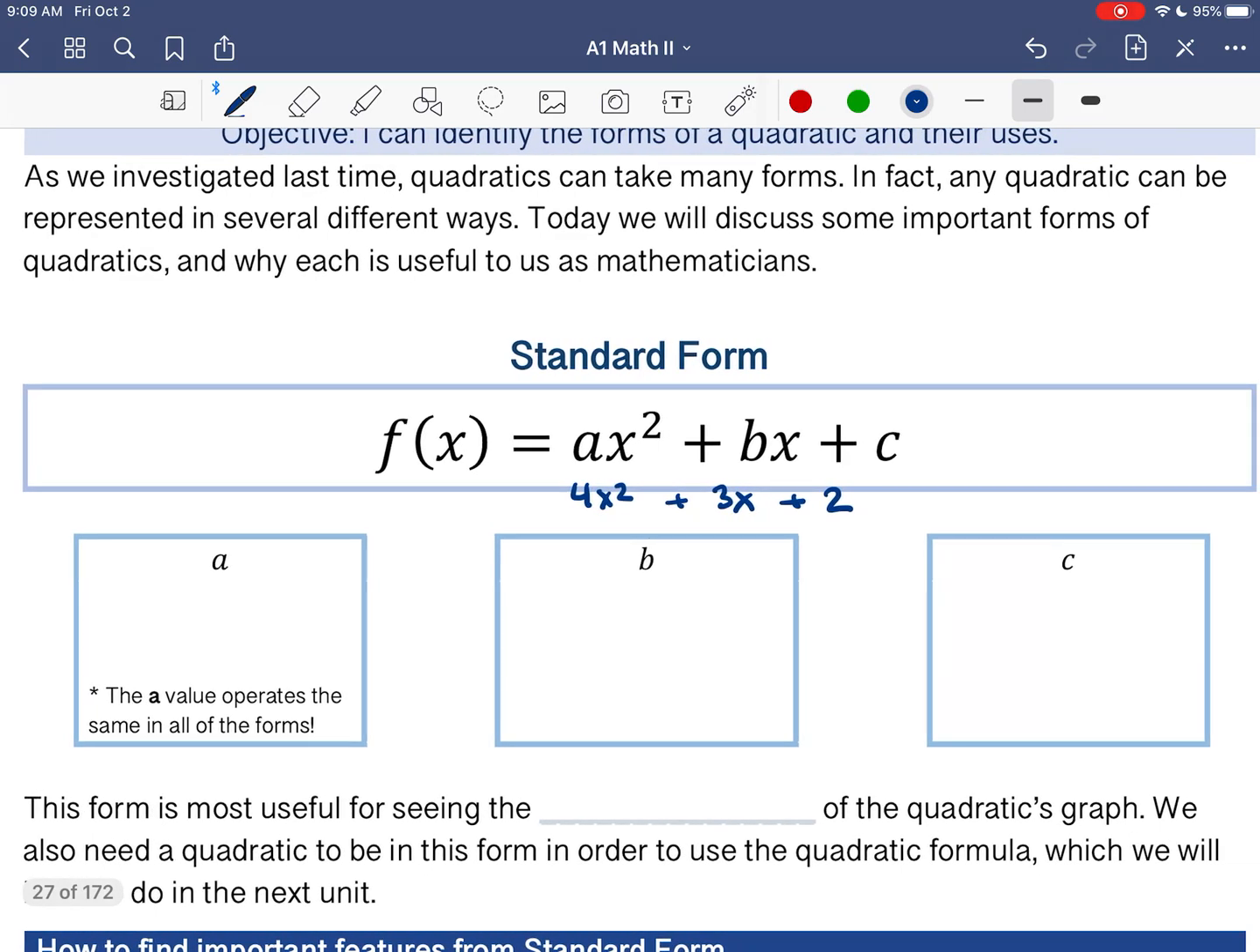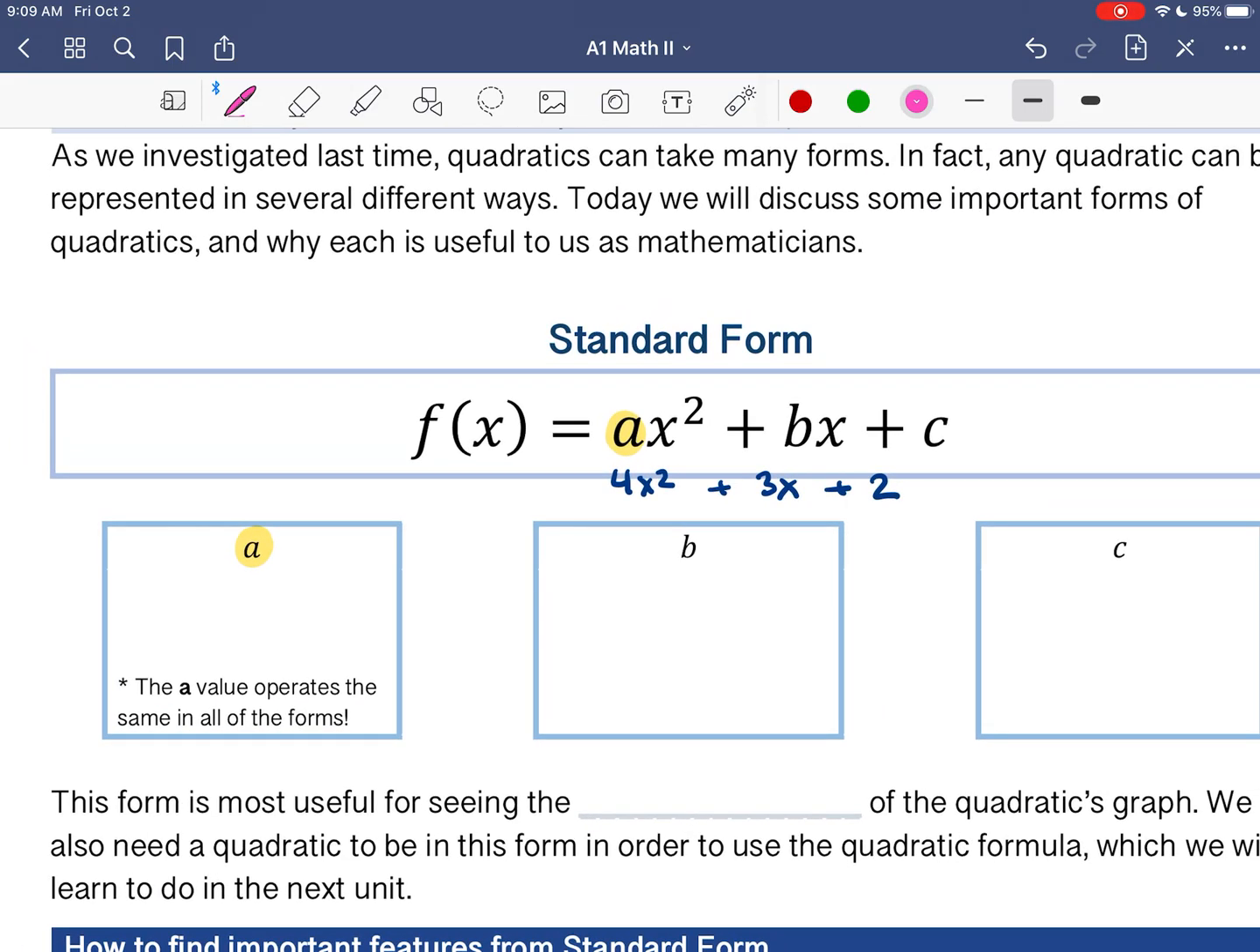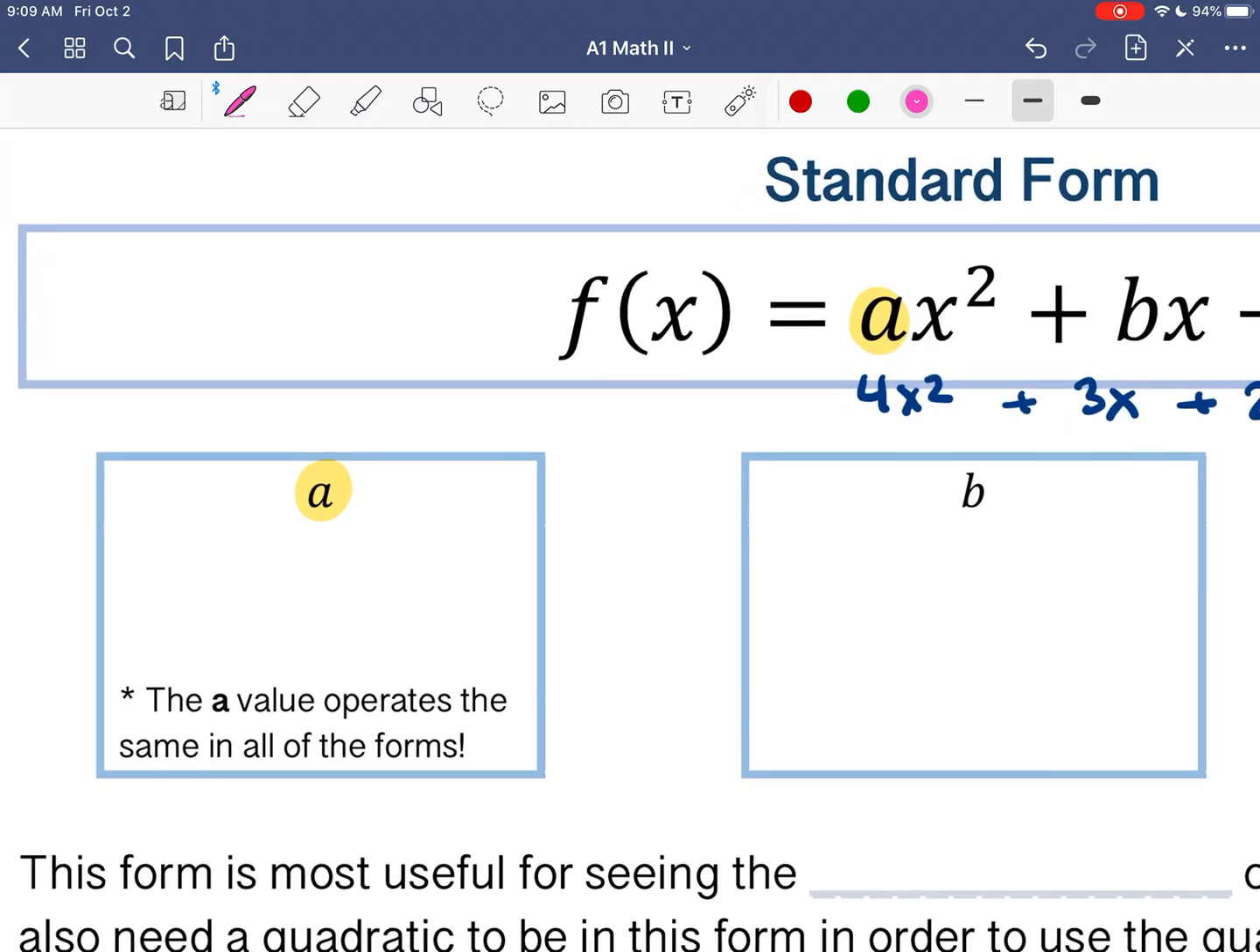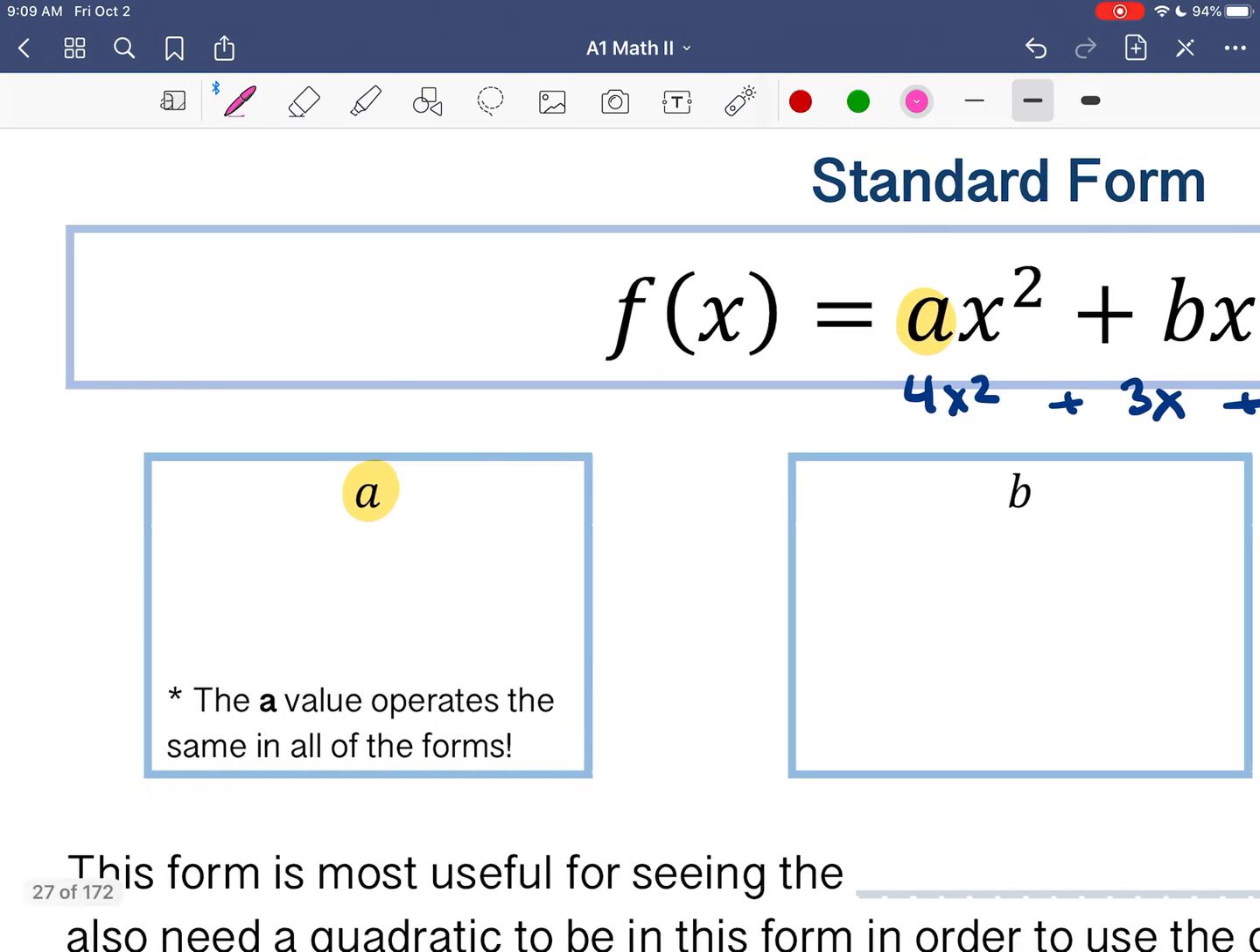So each of those numbers actually tells us something. The a value actually operates the same in each form, which makes it very useful to know what a does, because it does the same thing in each form. That'll make more sense when we see other forms. But the a value tells us the concavity and the stretch factor.